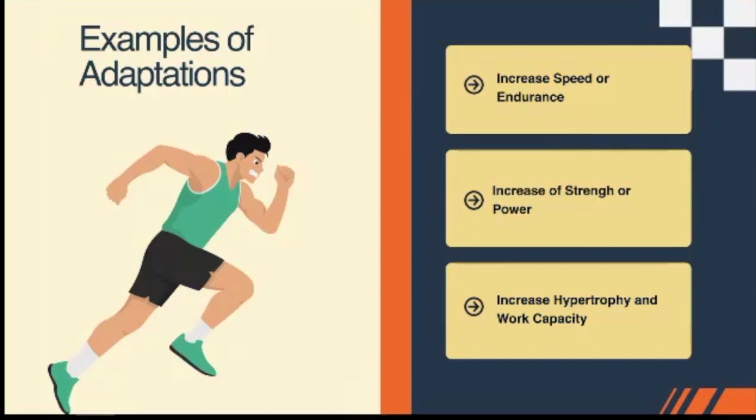Examples of adaptations: increases in speed and/or endurance. So you have your top speed, which is like your 100-meter or 40-yard dash. You have your endurance slash speed, which is like how fast you can run a marathon.